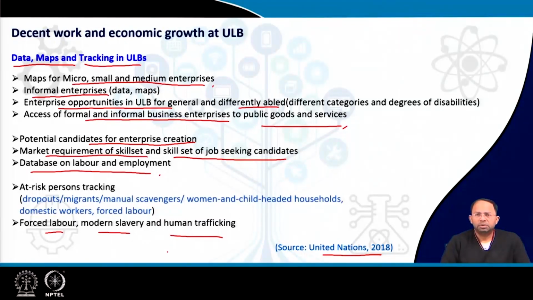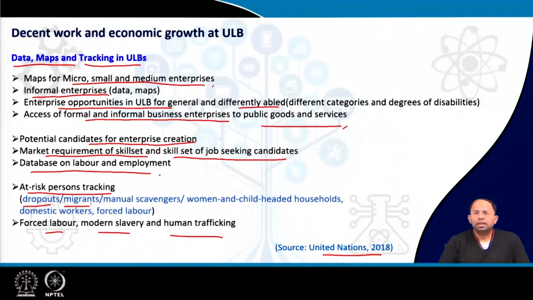So for that, there has to be strict monitoring or maybe strict legislation as well. And also, we have to track people who are at risk. Why? What kind of people? Dropouts. Students who will drop out of schools. Because if you drop out of schools, eventually you will not get the education, neither the skill set to get a decent job. Or migrants.